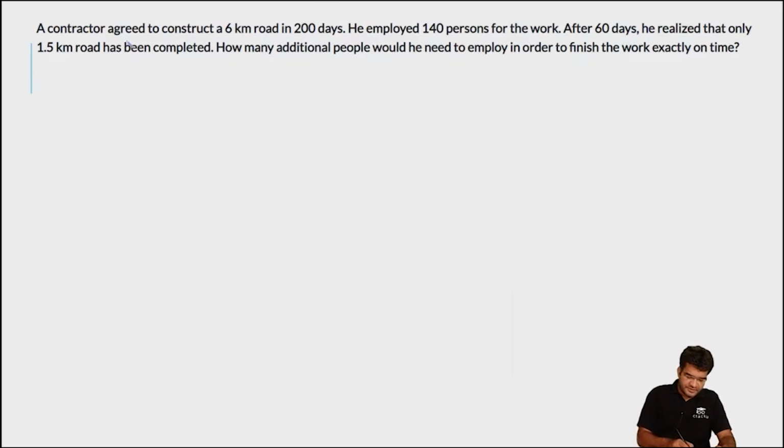In this question we are told that a contractor had agreed to build a 6-kilometer road in 200 days. He employed 140 persons for this work, and after 60 days he realized that only 1.5 kilometers of the road was completed. So 140 people worked, and they worked for 60 days. And after working for 60 days, how much distance of the road were they able to build? They were able to build 1.5 kilometers.